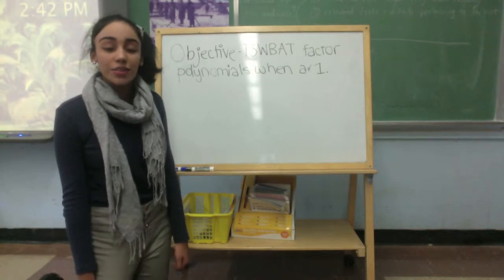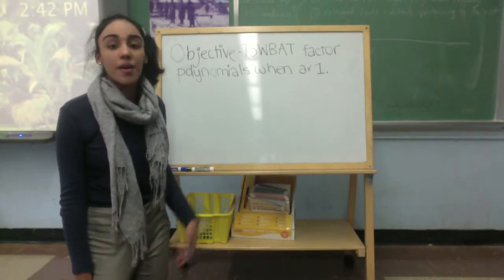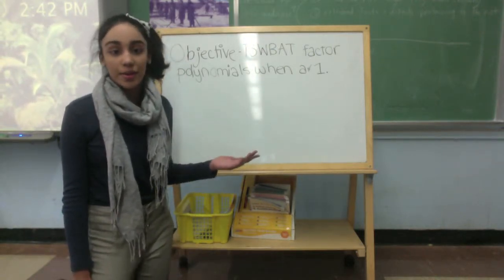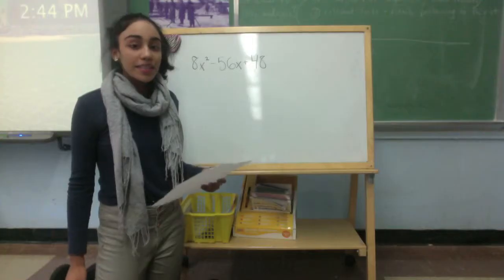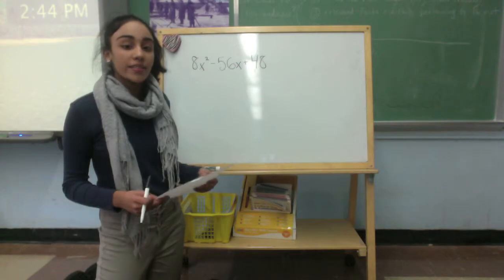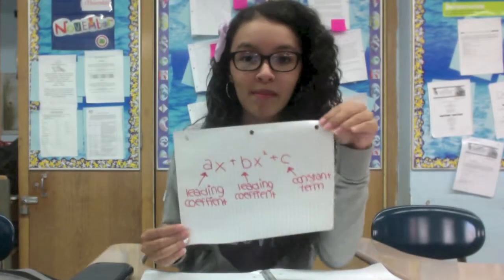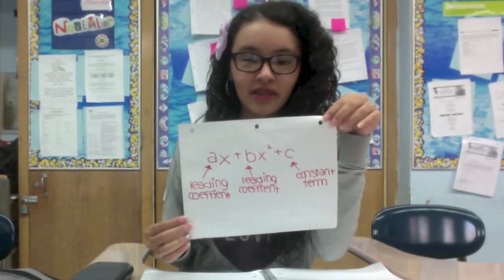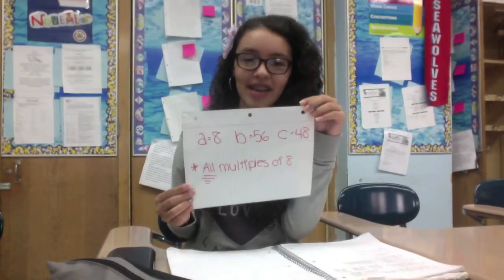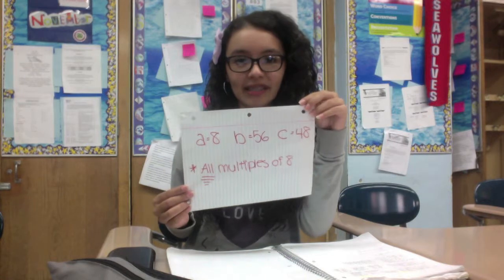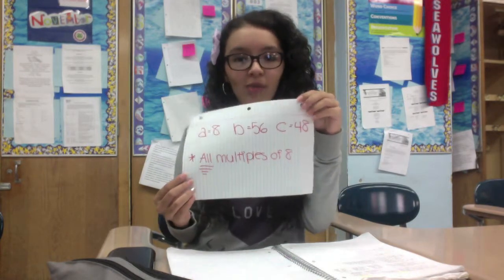Today we will be factoring polynomials when a is not equal to 1. Please copy the objective into your notebook. Please copy this problem into your notebook and identify a, b, and c. Remember, a and b are the leading coefficient for the first two terms, and c is the constant term. A will be equal to 8, b will be equal to 56, and c will be equal to 48, and they're all multiples of 8.